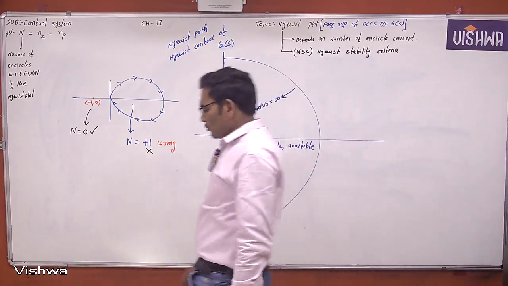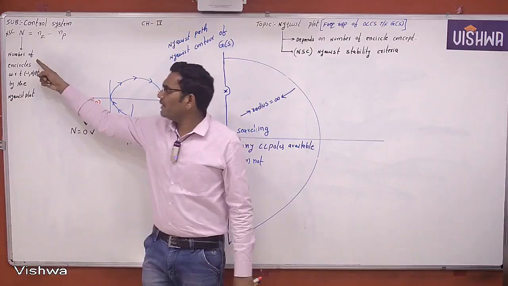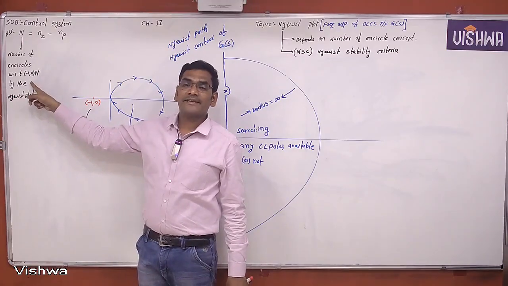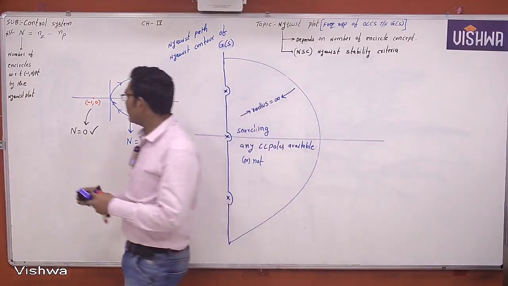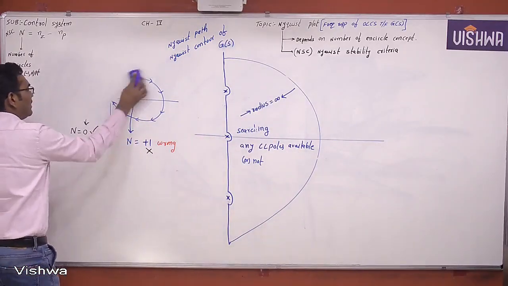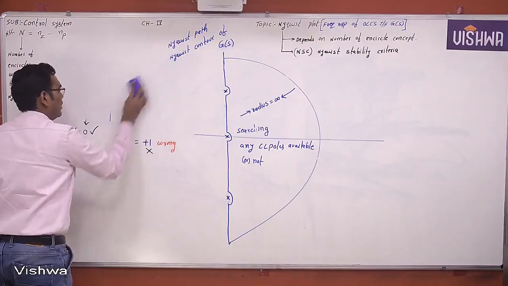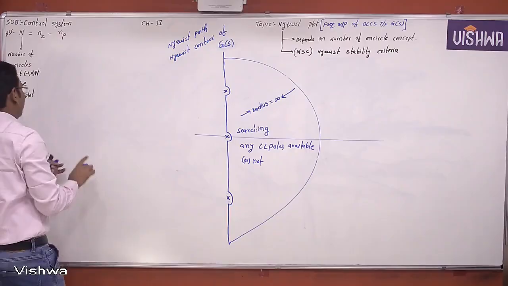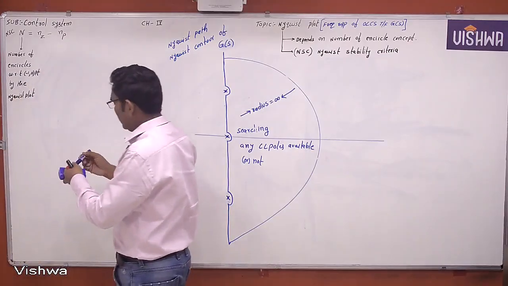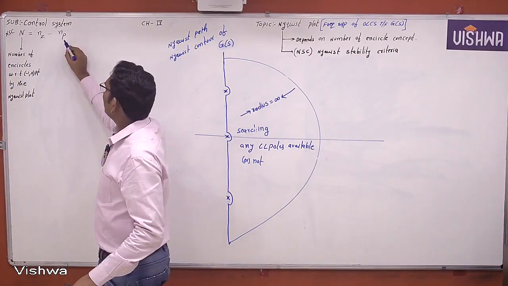Clear? So you should always define the number of N circles with respect to the -1 comma 0 point, not somewhere else. Understand or not? Okay. So concentrate while identifying the number of N circles with respect to the -1 comma 0 point. Then, sir, what is NP? Now see here. Now this is NP.